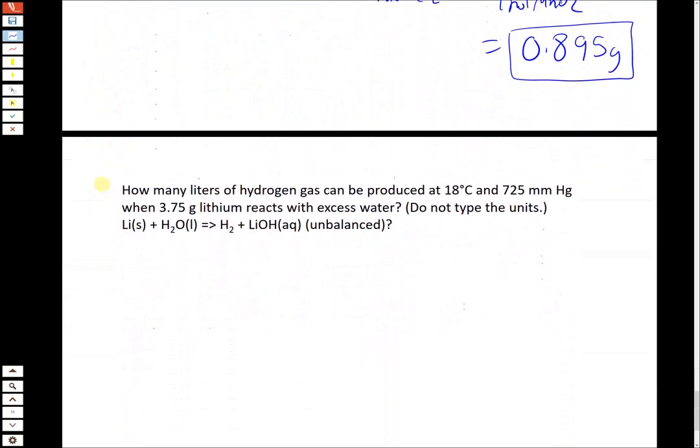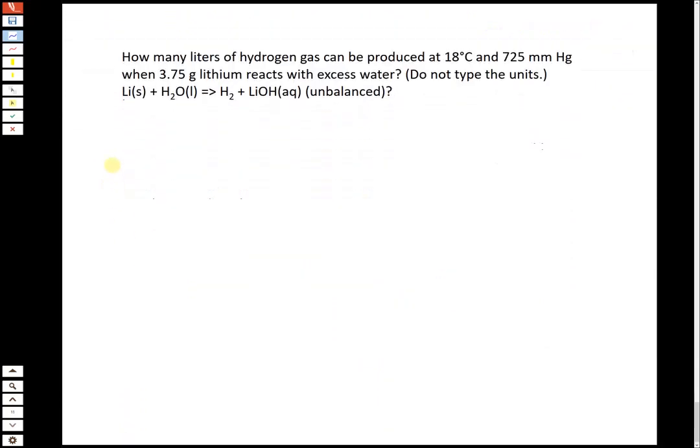And then finally, this last question here is very similar, but this time we're going to actually solve for the volume of our gas phase product.